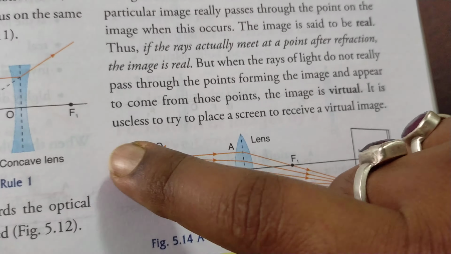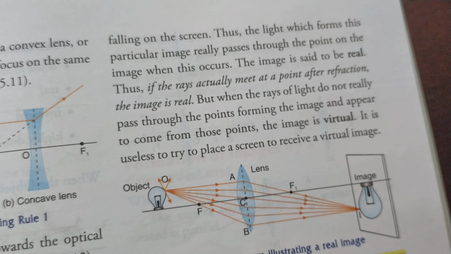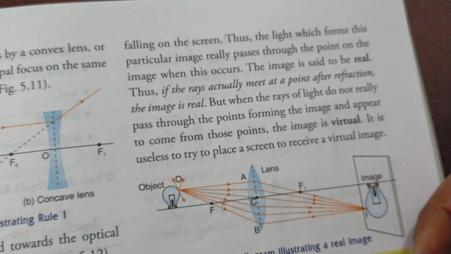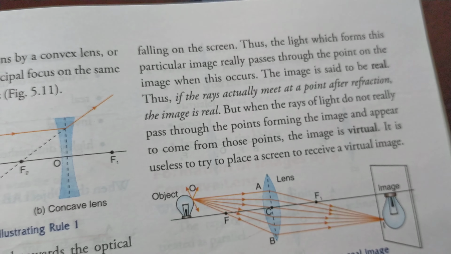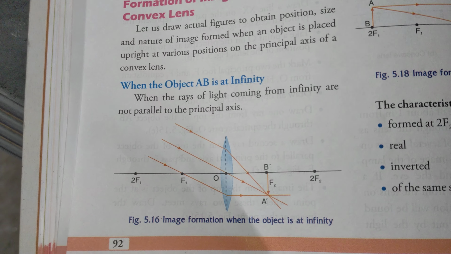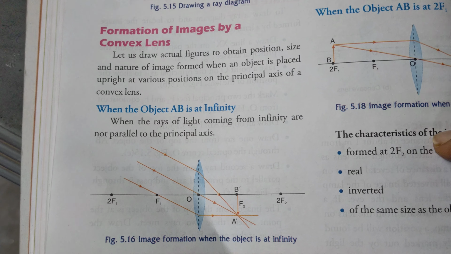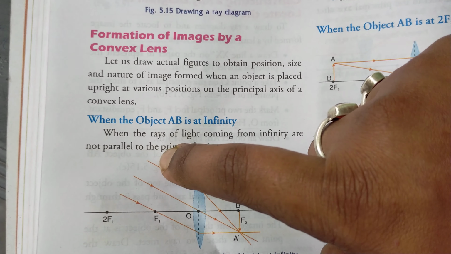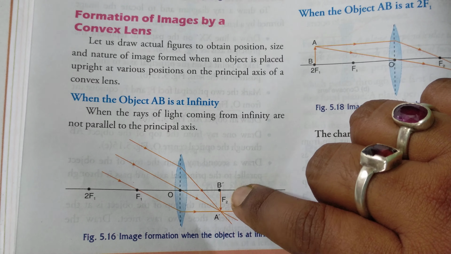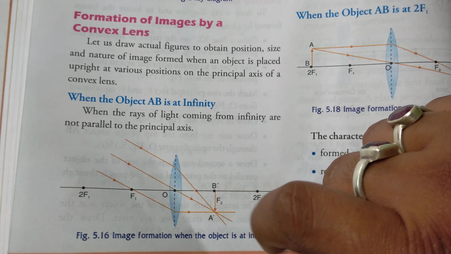So in a real image, the rays of light meet at a fixed point, but in a virtual image, the rays of light appear to meet at a fixed point, but they don't actually meet after refraction. So these are the conditions of image formation. When the object AB is at infinity, that means when the light is coming from very far and it is striking the convex lens, the image is formed at point F2, that is the second focal point, right? So this is the first condition.